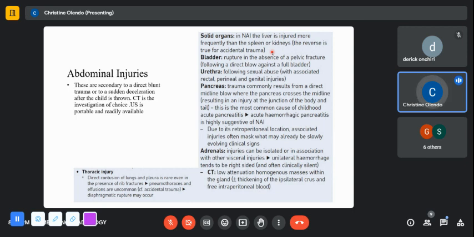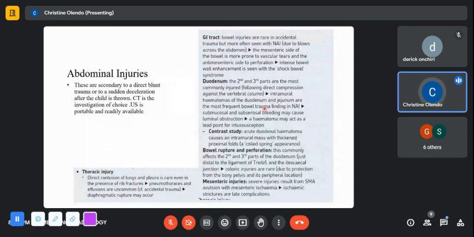The pancreas: you'd see injury to the pancreas due to a direct midline blow. This would occur at the junction between the body and the tail, and it's a common cause of childhood acute pancreatitis. And then adrenal injuries can be isolated or in association with other visceral injuries as well. Those would be on the right, and clinically silent as well. For the GI, you'd have the rare.